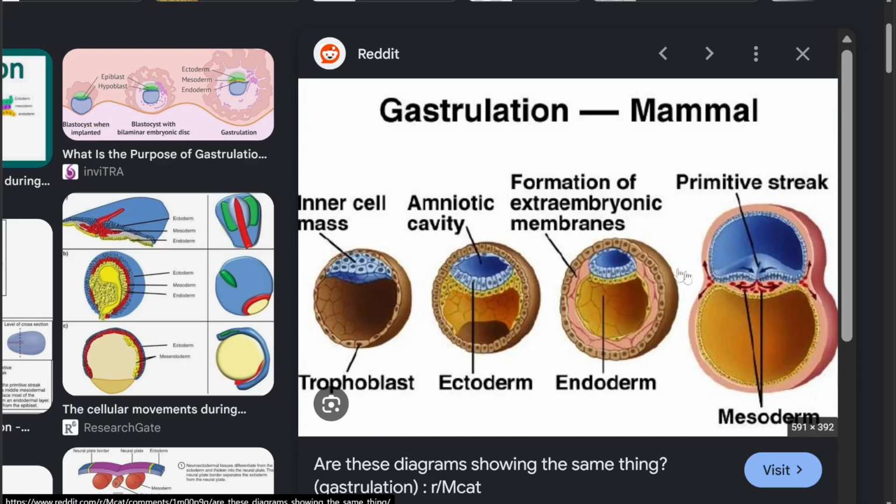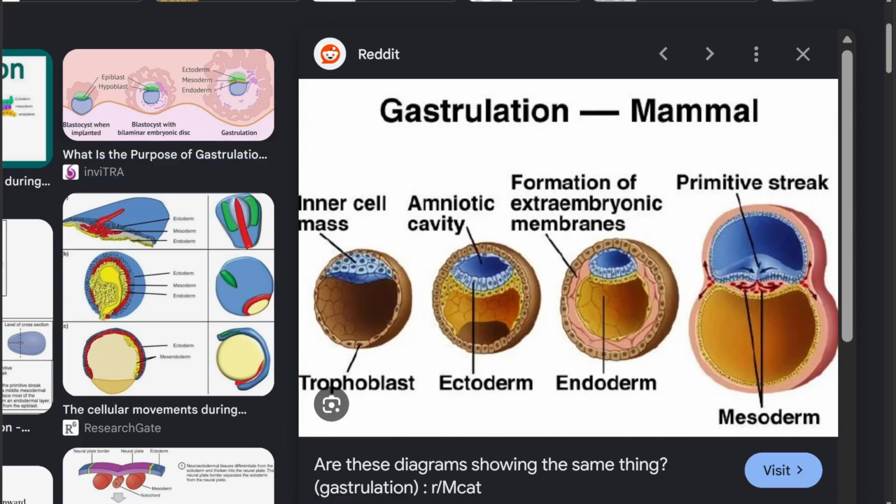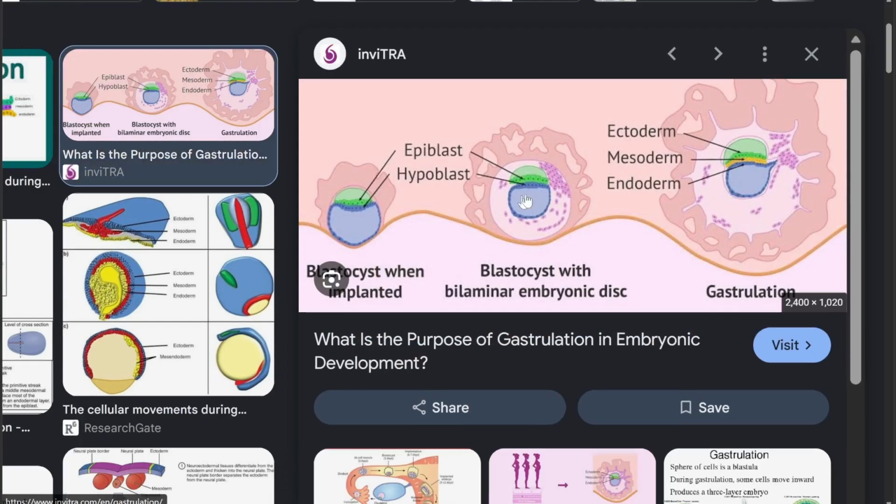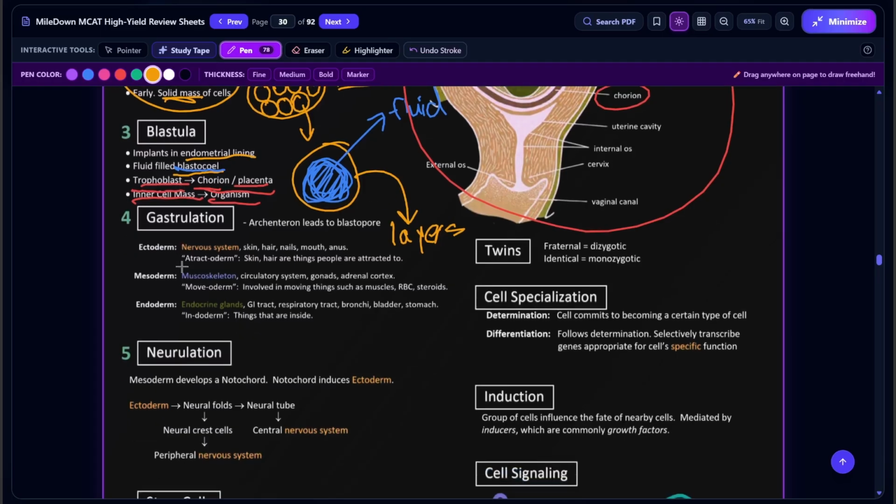So basically, the ectoderm is the closest to the inner cell mass. Well, basically, the inner cell mass becomes a cavity with fluid, right? So it becomes quote-unquote hollow with fluid. So here's another picture of the 3 layers, but essentially you just have to memorize that, after the blastula, the 3 layers in gastrulation will form the ectoderm, mesoderm, and endoderm. Then the rest is memory.